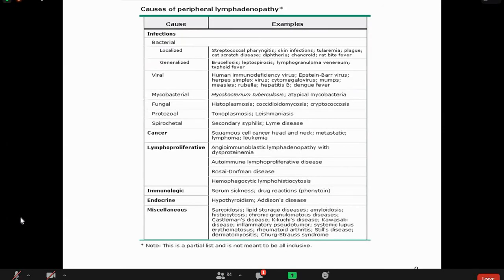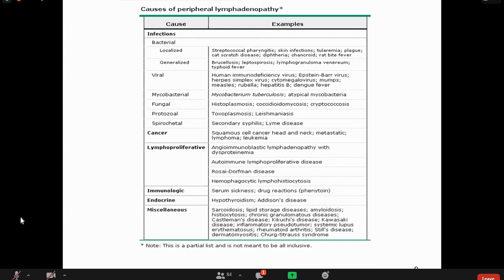So there are some causes of peripheral lymphadenopathy. And please remember, this is not a complete list, and there are a number of causes, but it was not possible to include all of them. But yes, the most common ones, and the most encountered in clinical practice, are being mentioned here for your convenience.